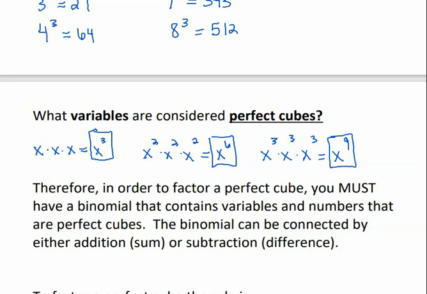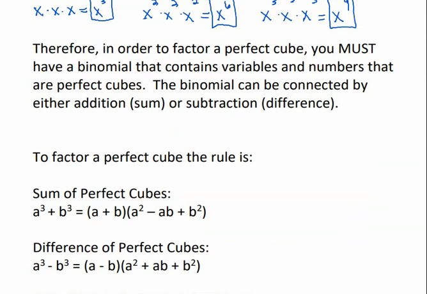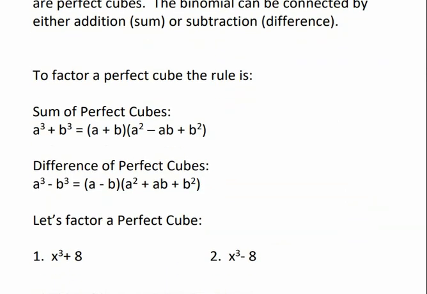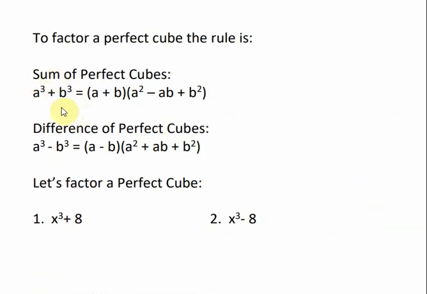So in order to factor a perfect cube, we have to have a binomial that contains variables and numbers that are perfect cubes. Now, unlike the difference of perfect squares rule, for the cubes, it can be plus or minus, a sum or difference. So this is the rule for factoring a perfect cube. This is what it would look like: a perfect cube plus a perfect cube, or a perfect cube minus a perfect cube. Now, if you'll notice, the answer is a binomial times a trinomial. That's what it will look like.